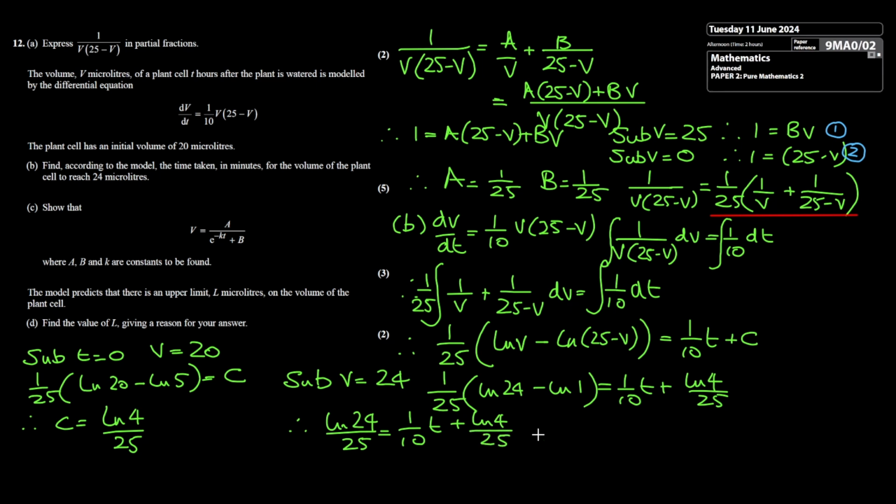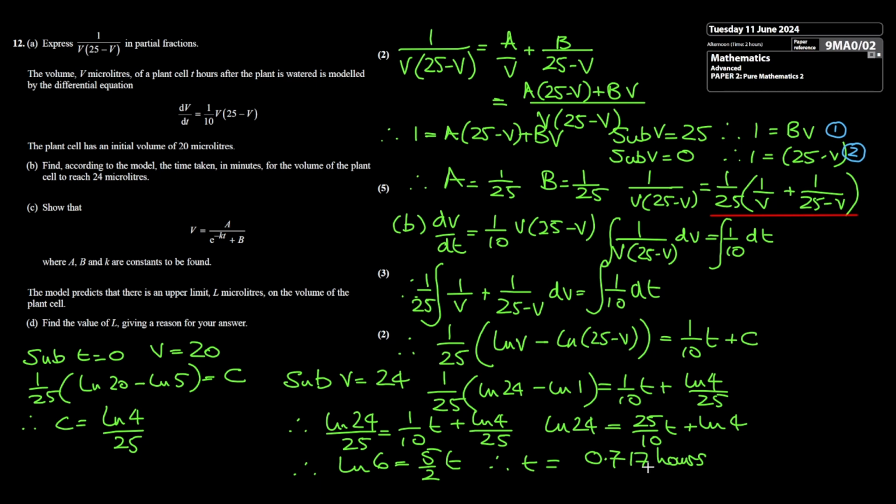Multiplying through by 25, the ln 4 comes over the other side, becomes negative, and again we can put those together to be ln 6. And cancelling a 5 out of this, I get 5 over 2 t. So therefore I get t is equal to 0.717 hours. And if we convert this to minutes, this is equal to 43 minutes. And that's the answer to part B.